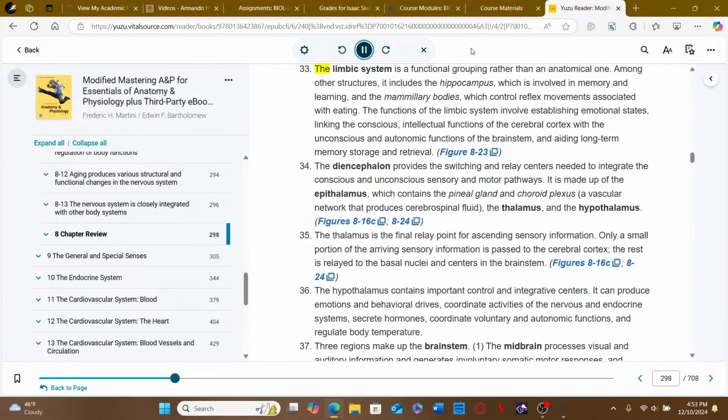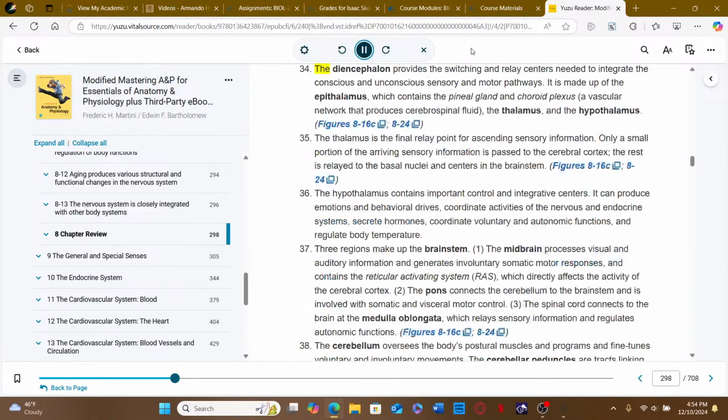Figure 8-22. The limbic system is a functional grouping rather than an anatomical one. Among other structures, it includes the hippocampus, which is involved in memory and learning, and the mammillary bodies, which control reflex movements associated with eating. The functions of the limbic system involve establishing emotional states, linking the conscious, intellectual functions of the cerebral cortex with the unconscious and autonomic functions of the brainstem, and aiding long-term memory storage and retrieval. Figure 8-23.